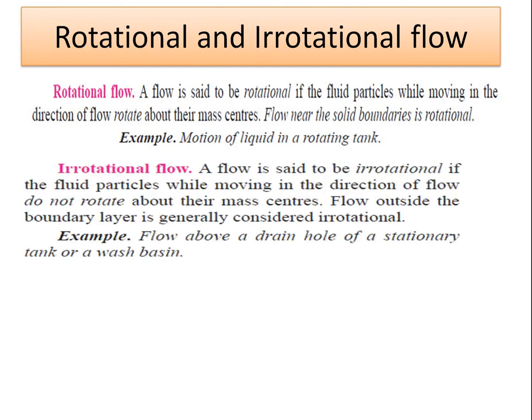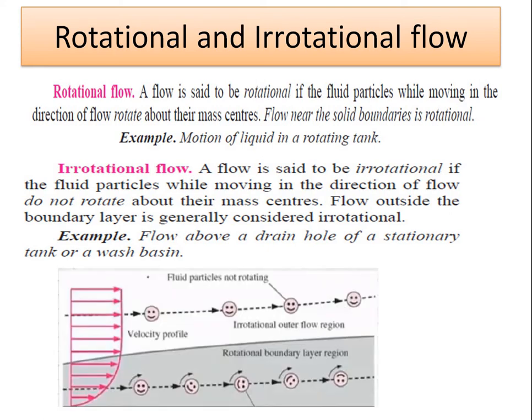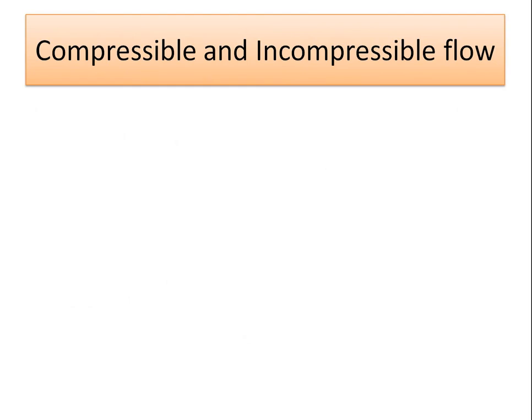Whereas, opposite to that, a flow is said to be irrotational if the fluid particles, while moving in the direction of flow, do not rotate about their mass center. That is, the flow outside the boundary layer is generally considered irrotational. Or the flow above a drain hole of a stationary tank or a wash basin is an example of irrotational flow. So here some fluid particles are not rotating, and in the rotational boundary layer region below that, the fluid particles are rotating.